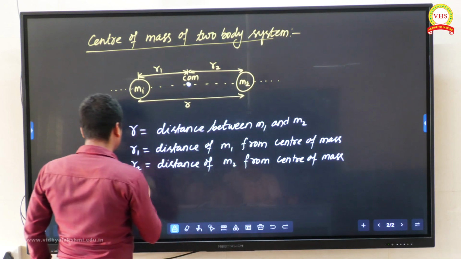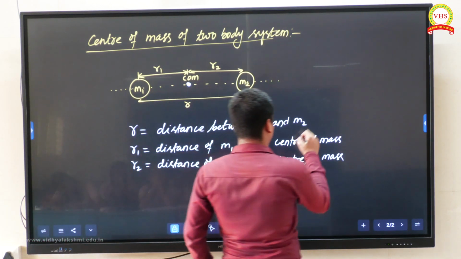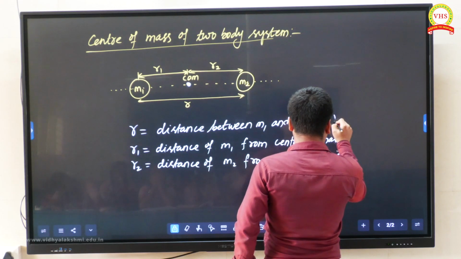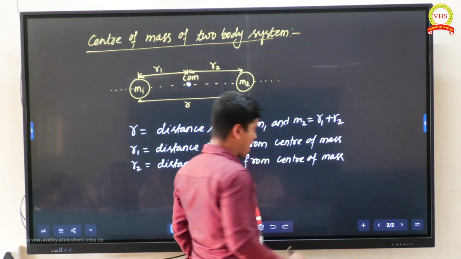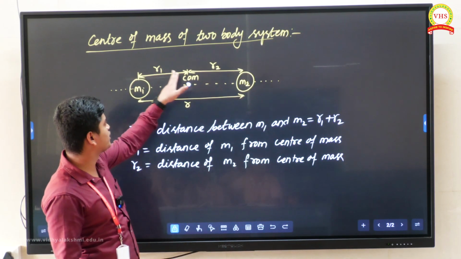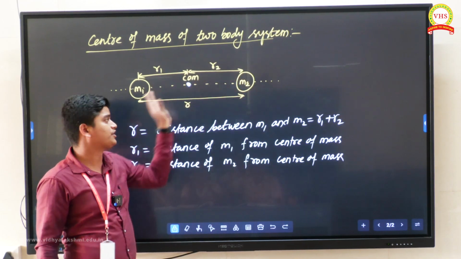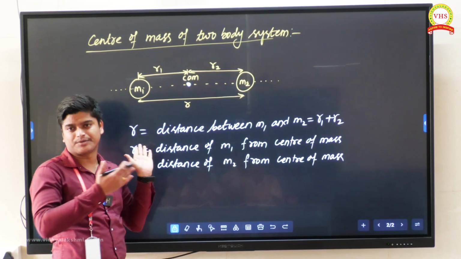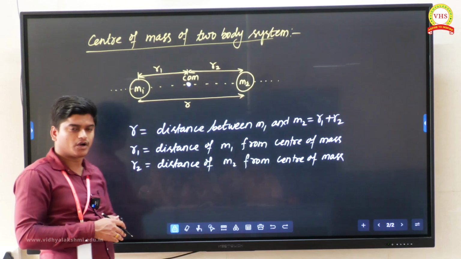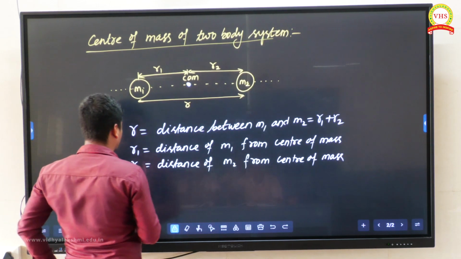Now next, listen. This R value is nothing but R1 plus R2. You can see here to here is R1, here to here is R2. Now this total distance is R. So that means R1 plus R2 is R. So what did we get? R1 plus R2 equal to R.